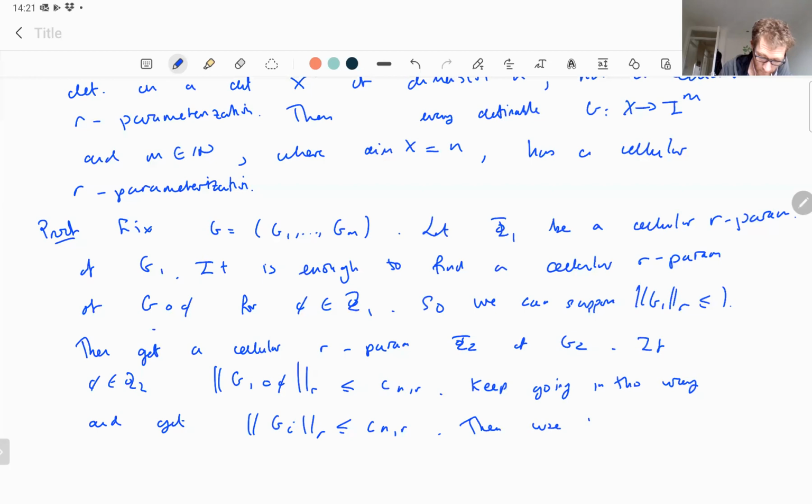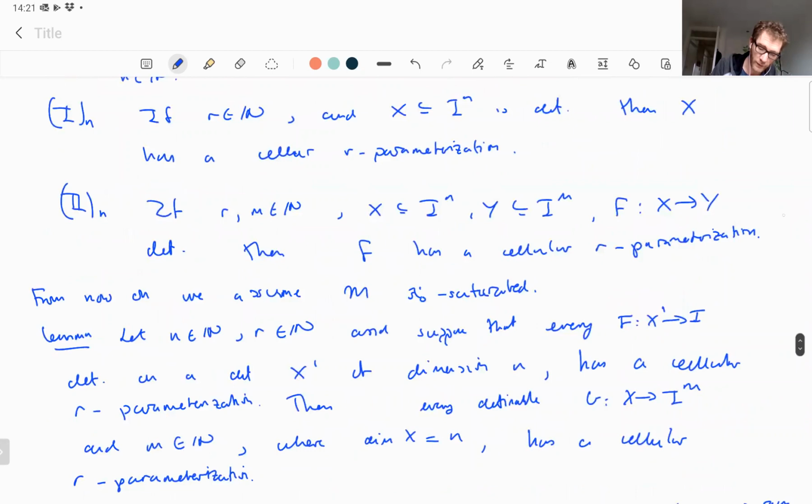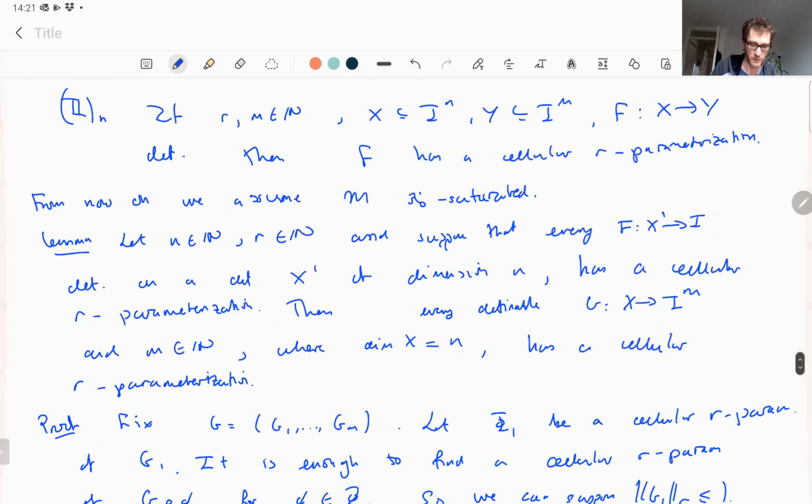So then use linear substitution to get a bound of one. Okay, so that tells us that when we come to prove 2n here, we can assume we have just a function rather than a map.